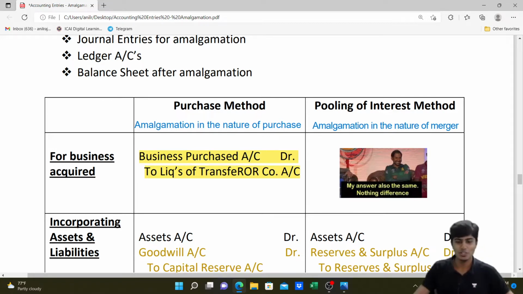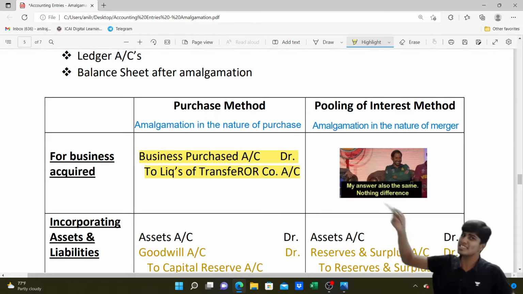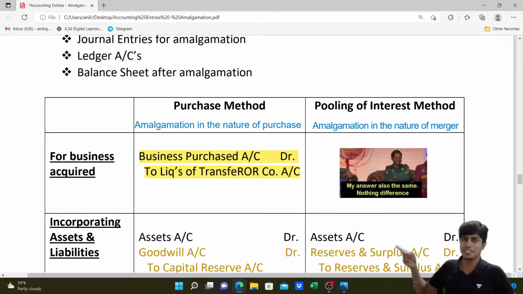Nothing different. Here also, in the purchase method the entry is business purchase account debit to liquidators of transferor. If we ask the entry by pooling of interest method, it will say, my answer is also same like what is there in purchase method. It is no different. So let's go to the next one.